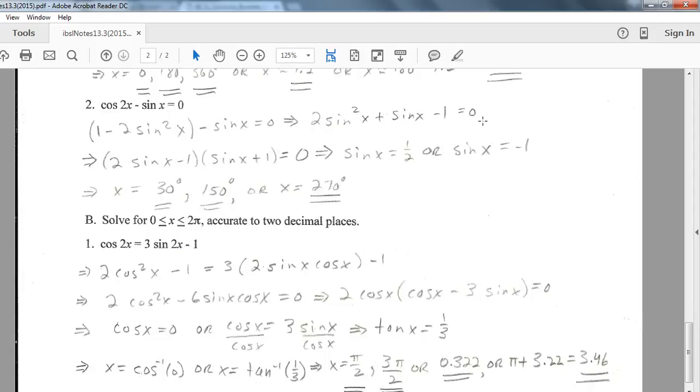Next one here for number 2. Again, you're seeing the double angle scenario that you see. There's another trig function thrown in. So I want to try to get everything in terms of one function for this. So if I replace the cosine of 2x with its double angle formula that you see right here, then I get this look. Now everything is in terms of sine.